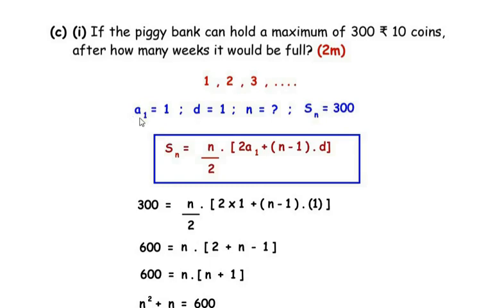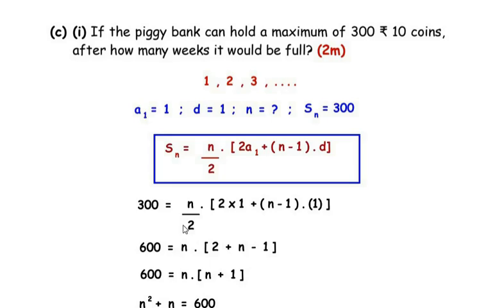And from the sequence, the first term of the sequence is 1, the common difference is 1, and n represents the number of weeks, that is what we need to find out over here. So since the sum of n terms of an AP is given over here, we are going to use its formula, that is Sn is equal to n over 2 times (2a1 plus (n minus 1) times d). Now Sn is given as 300, that is a maximum of 300 coins. So we have written here 300 is equal to n over 2 times (2 times a1, which is 1, plus (n minus 1) times the common difference, which is 1).